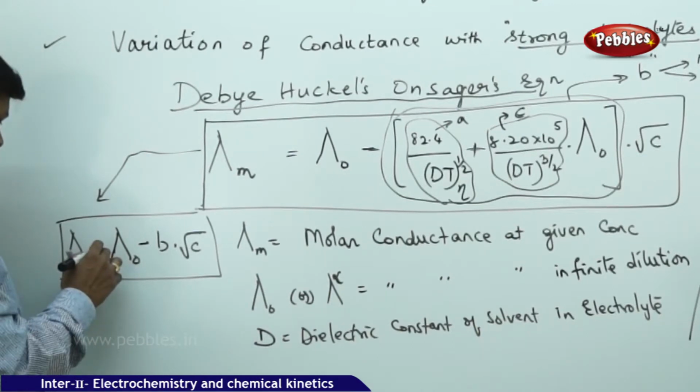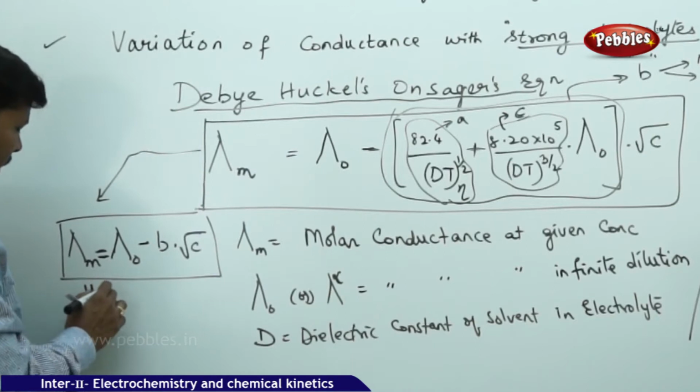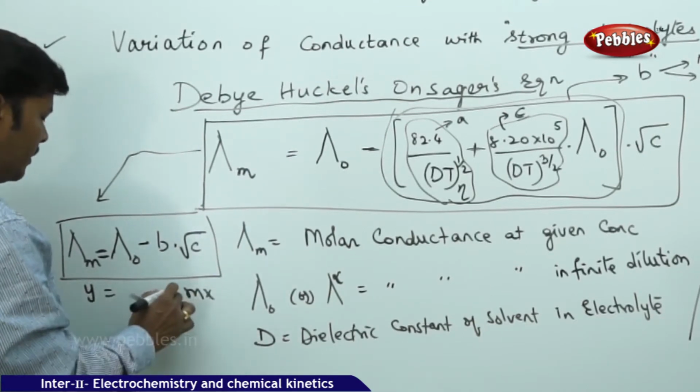Now what is happening here is, convert this into the equation of a straight line to plot a graph, y equals mx plus c.